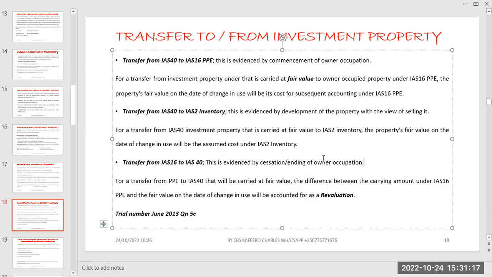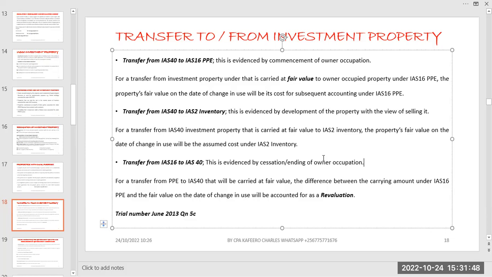More or less it is not actual, but at least it is. That difference is what we call the revaluation. It's like you have revalued, but basically they are transferred at fair value. That's what the standard says. But at least that difference will be the revaluation, either gain or loss, and it should be accounted for as a revaluation.